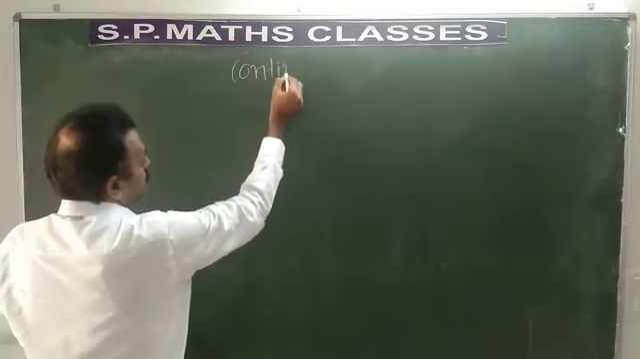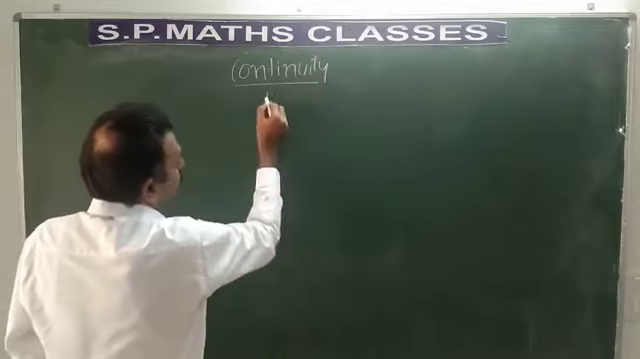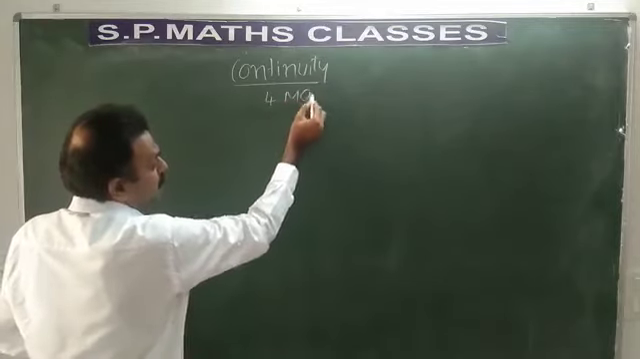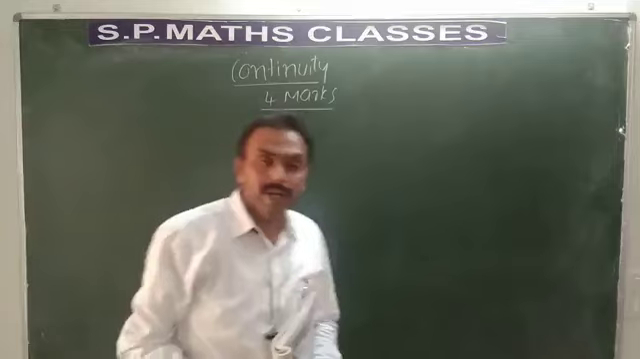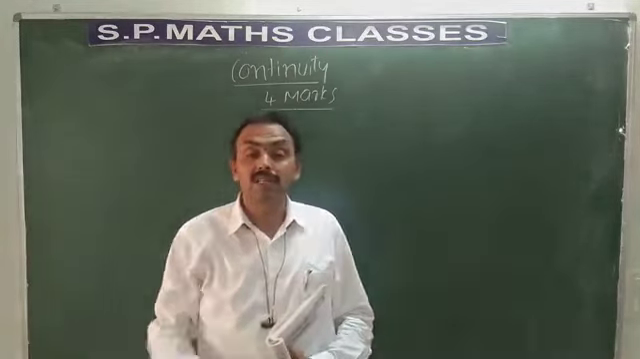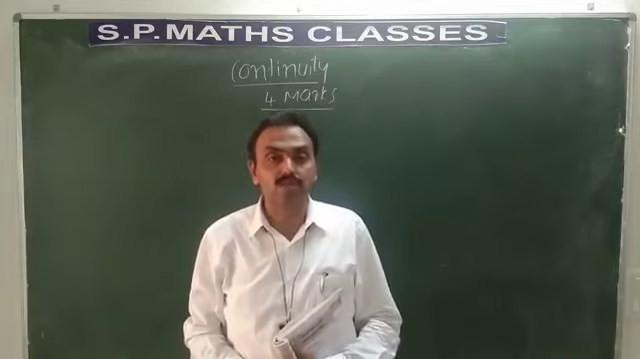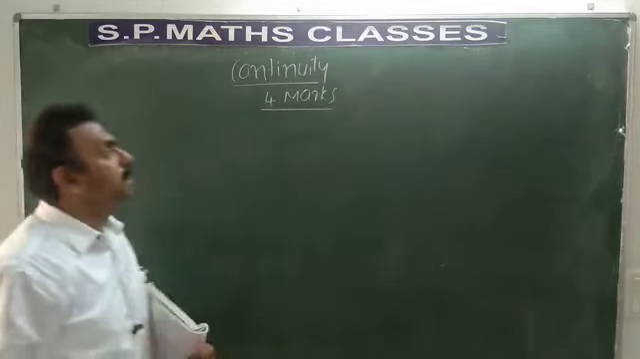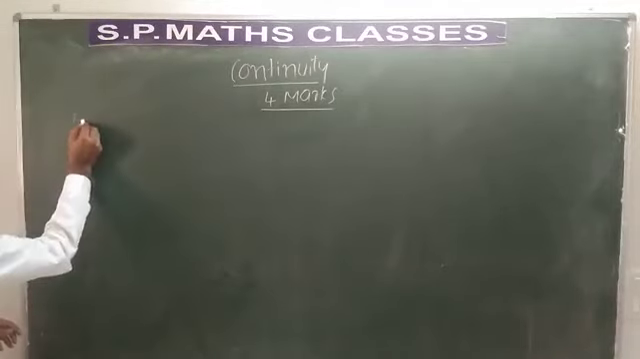Continuity. So weightage for continuity is 4 marks. One question will be definitely asked in the part E section along with another 6 marks question. 6 plus 4, 10 marks weightage. So before moving on to continuity, we need to know basic concepts about limits. You should know about limits.